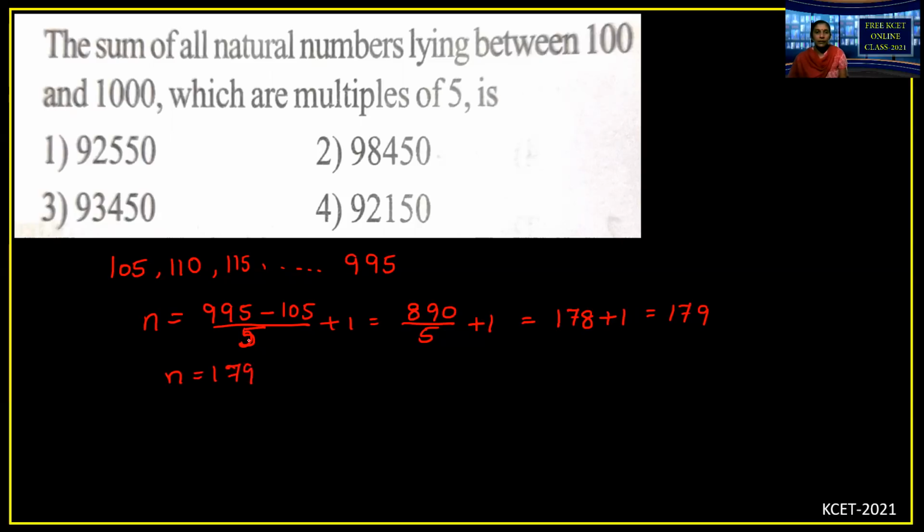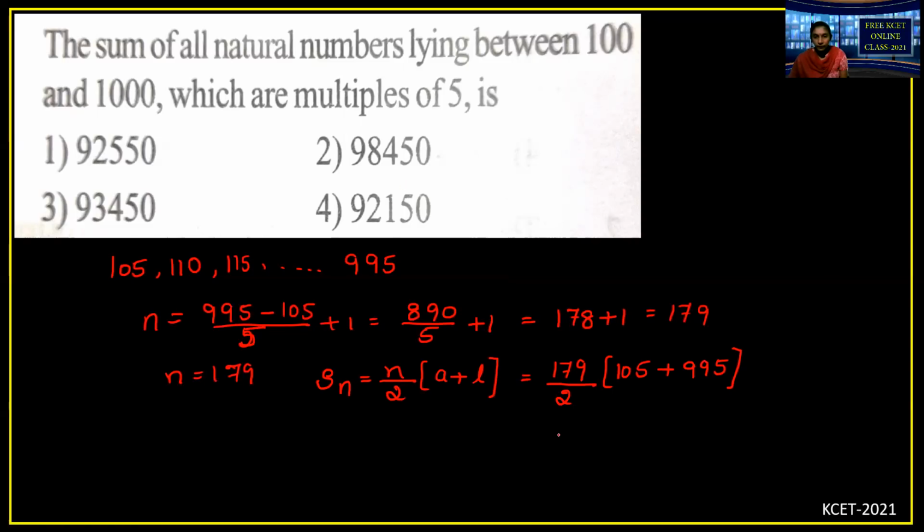Then I want to calculate the sum of n terms of the arithmetic progression. So we know that Sn is equal to n by 2 into a plus l, where a is the first term of the sequence and l is the last term. So n is 179 divided by 2 into the first term of the sequence, which is 105, plus the last term of the sequence, which is 995.